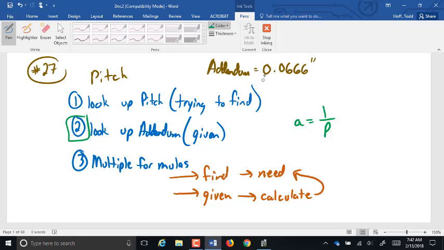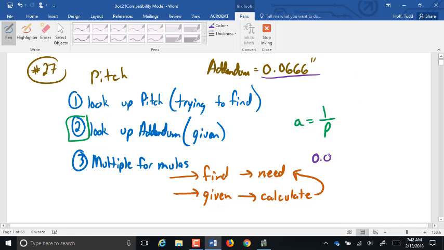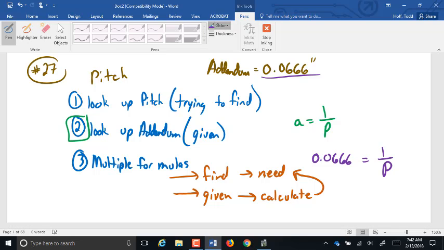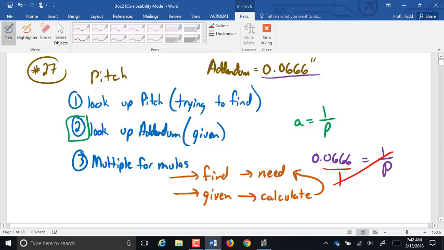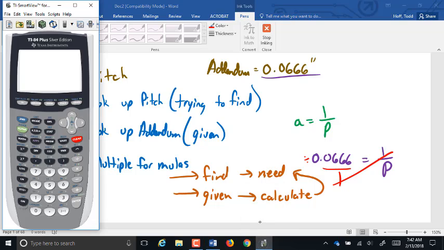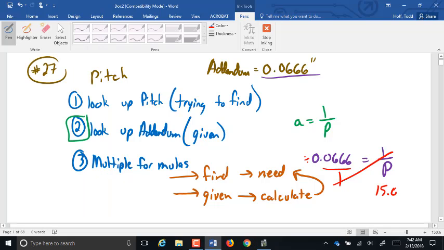So what we can do there is put 0.0666 in for A in A equals 1 over P, the pitch. Now, this is a little bit of a weird formula to solve because pitch is on the bottom, but we can simply do that. We're going to cross multiply and divide. 1 times 1 is 1 divided by 0.0666. So 15.015 is our pitch. The units on pitch, by the way, is technically per inch, or inch to the negative 1 power.